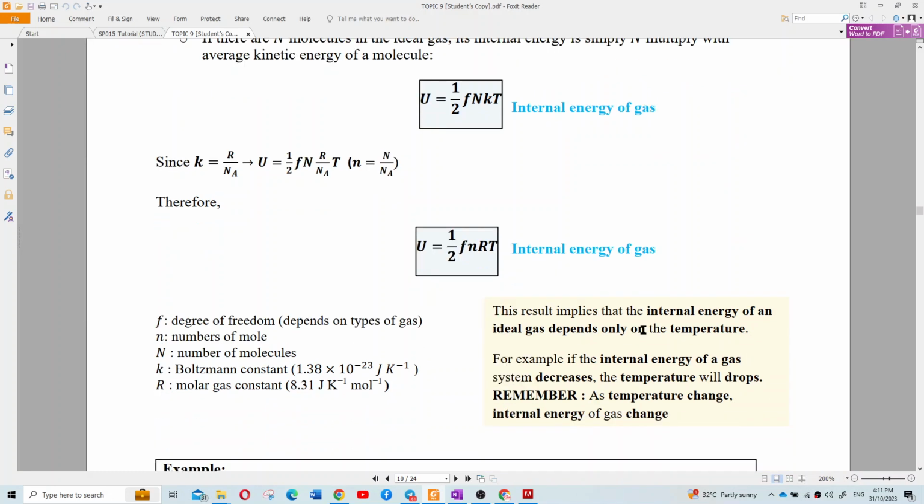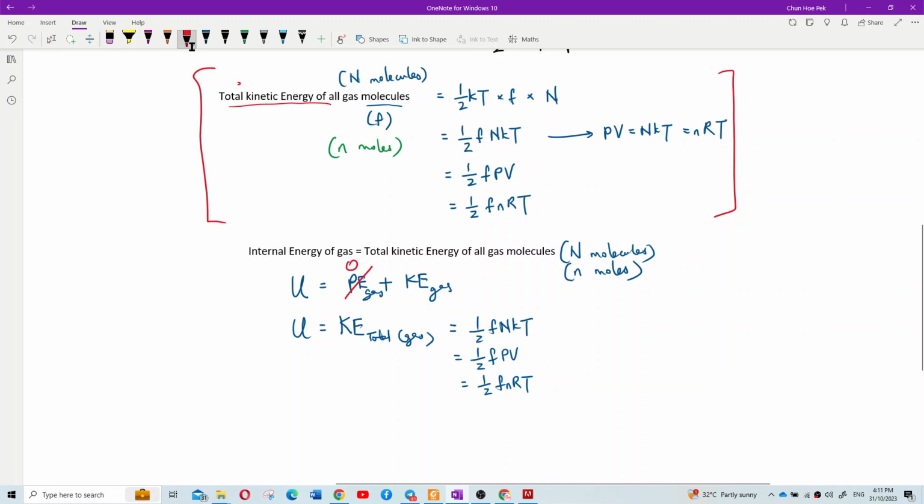So that's it, class. If you heat up the gas, the temperature increases. The kinetic energy of the gas will also increase. That means all the gas molecules move faster. The total kinetic energy of all gas molecules also increases. They move faster, they rotate faster. The internal energy of the gas also increases. So that's the formula, class. Later we're going to use this formula in our problem solving.